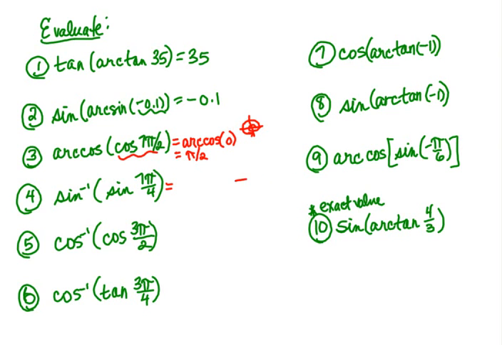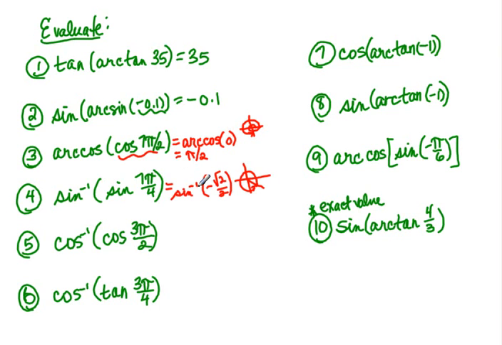Well, if you think about where 7 pi over 4 lies, we have 1 pi over 4, 2 pi over 4, 3 pi over 4, 4 pi over 4, 5 pi over 4, 6 pi over 4, 7 pi over 4. So here is 7 pi over 4. So the sine of 7 pi over 4, that point is square root of 2 over 2, negative square root of 2 over 2. So we're really looking at the sine inverse of the negative square root of 2 over 2.